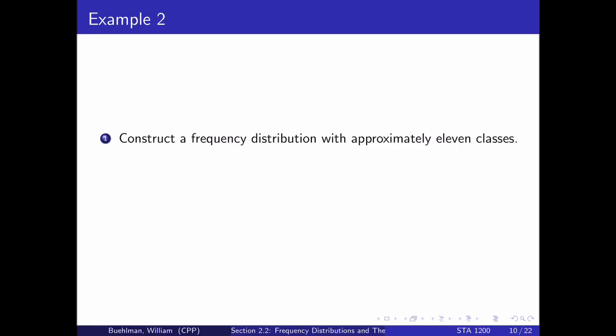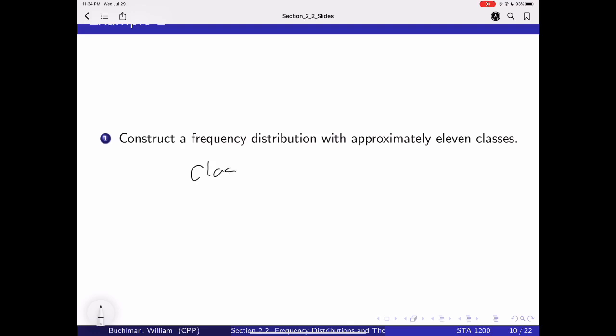So first thing we need to do is to figure out what the class width is. So remember, the class width is going to be equal to the largest value, which was 52, minus the smallest value, which was 2, divided by the number of classes I want, which is 11. Which, if we do this, we get that this is approximately 4.545. Not very convenient of a number to work with, so I'm going to round it up to 5 and use a class width of 5.